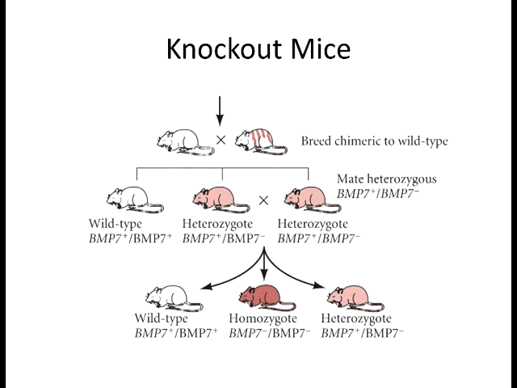And then when you mate them together, you can get normal wild-type mice, you can get more heterozygous mice, and the key is the knockout mice, and that's what we use to study what effect it has. Typically, when you knock out that gene, they may have brain defects, they might have limb defects, and that tells us quite a bit about what the purpose of that gene is in development.